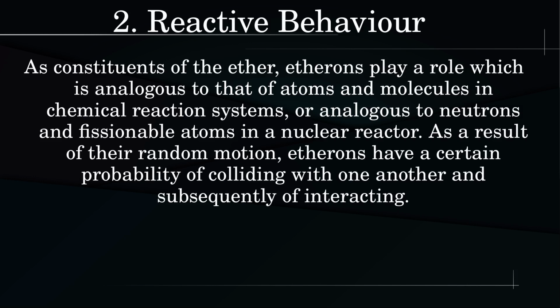2. Reactive behavior. As constituents of the ether, etherons play a role which is analogous to that of atoms and molecules in chemical reaction systems, or analogous to neutrons and fissionable atoms in a nuclear reactor. As a result of their random motion, etherons have a certain probability of colliding with one another and subsequently interacting.